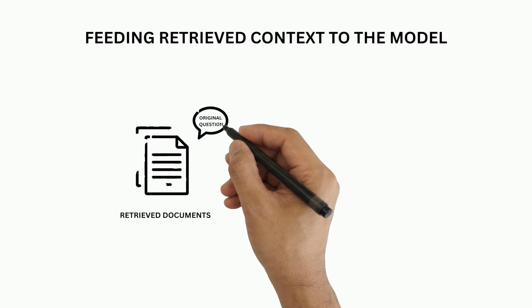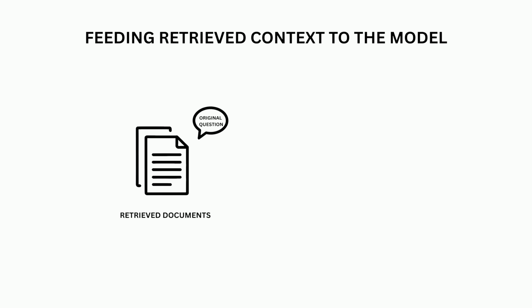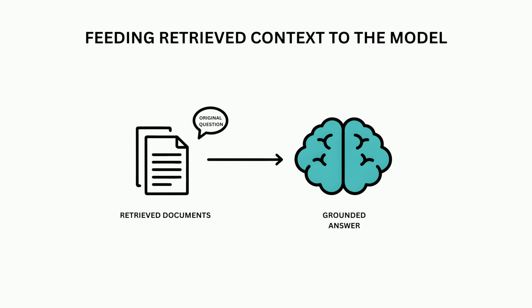Those retrieved documents get stitched together with the original question into a single prompt, and that whole package goes into the LLM's context window. The model then generates its answer the same way it always does, by predicting the next token. But now, those tokens are grounded in actual retrieved text instead of just whatever the model happened to memorize during training.